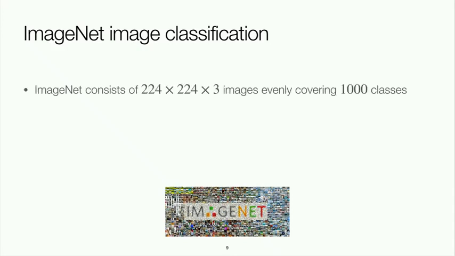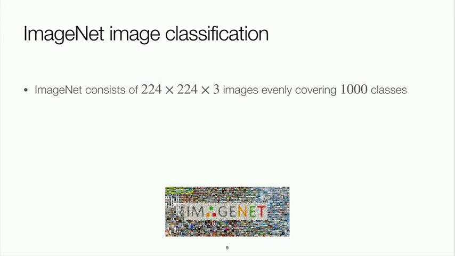So what is ImageNet? The images in ImageNet are 224 by 224 by 3. That's why I keep telling you those numbers. And they evenly cover 1,000 different classes. Okay, so it's a 1,000-way classification problem. You can imagine this is quite a bit more difficult than things like digit recognition, like 10-way classification. As you scale up the number of classes you have, your problem becomes, in some sense, exponentially harder. So 1,000 classes is quite a difficult problem.